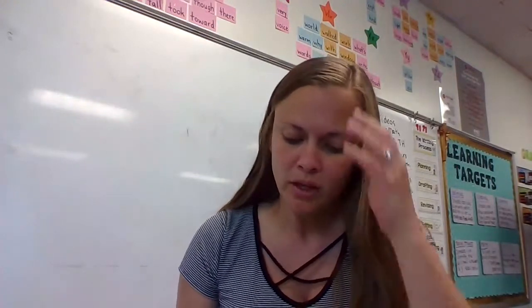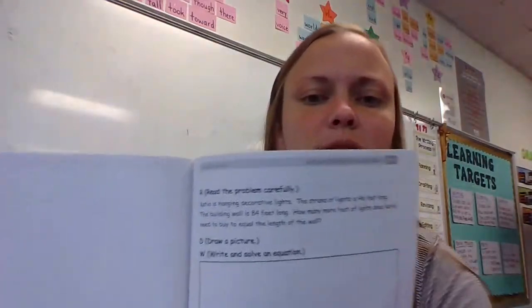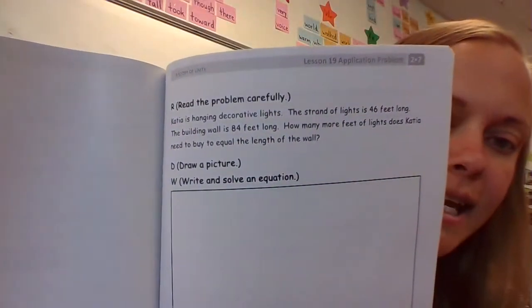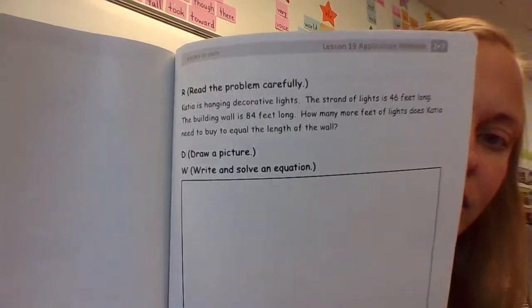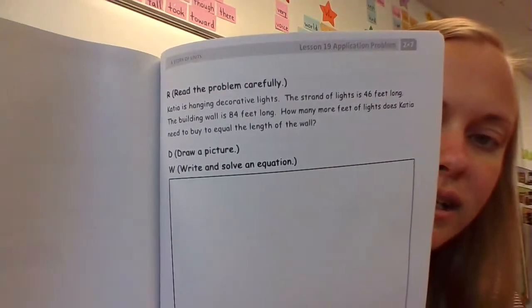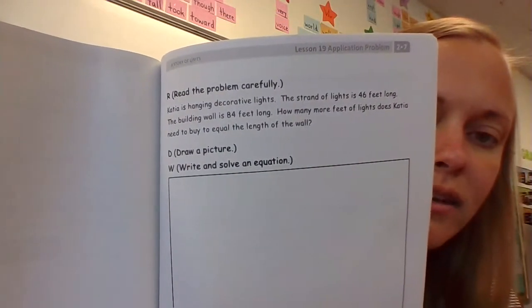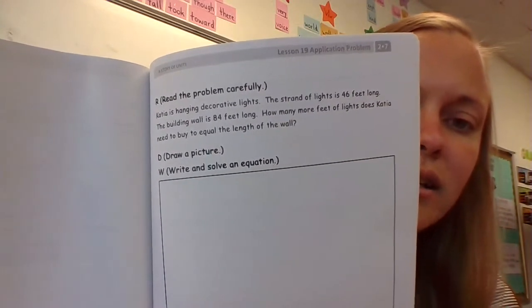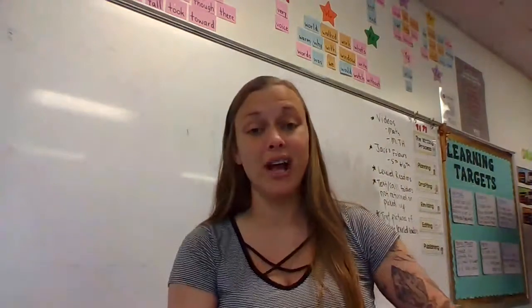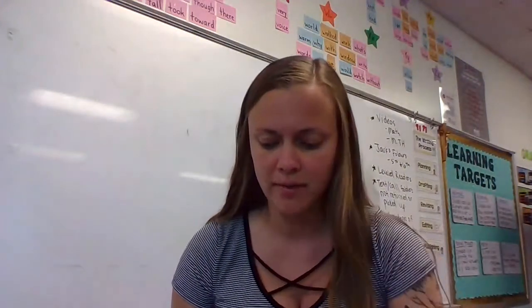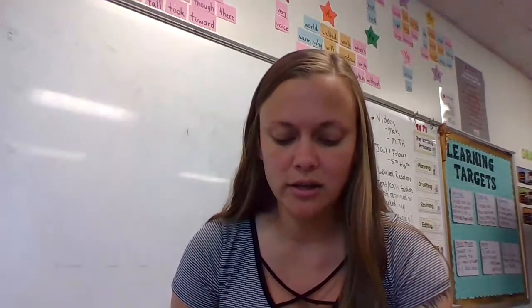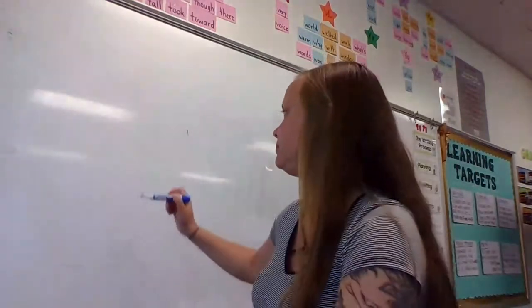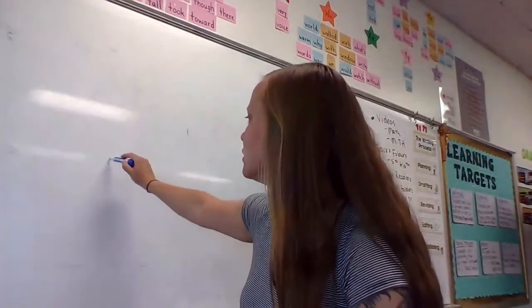Okay? So for the redraw right this week, it says Katie is hanging decorative lights. The strand of lights is 46 feet long. The building wall is 84 feet long. How many more feet of lights does Katie need to buy to equal the length of the wall? So you're going to have to draw a picture, okay? So, what's the longest length? Is it the lights or is it the wall? It's the wall.